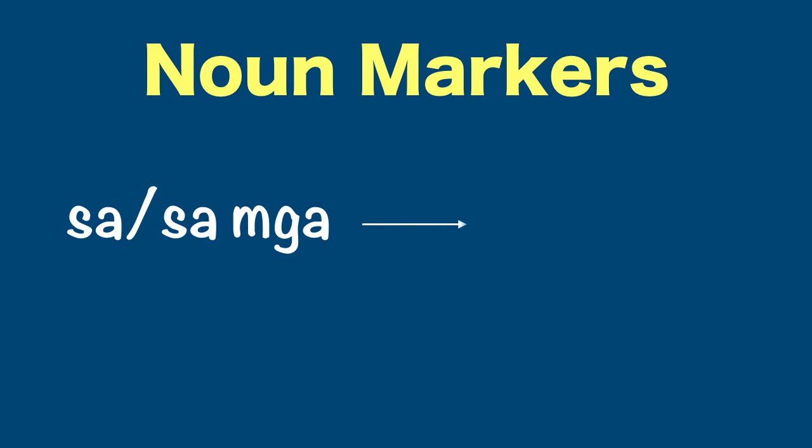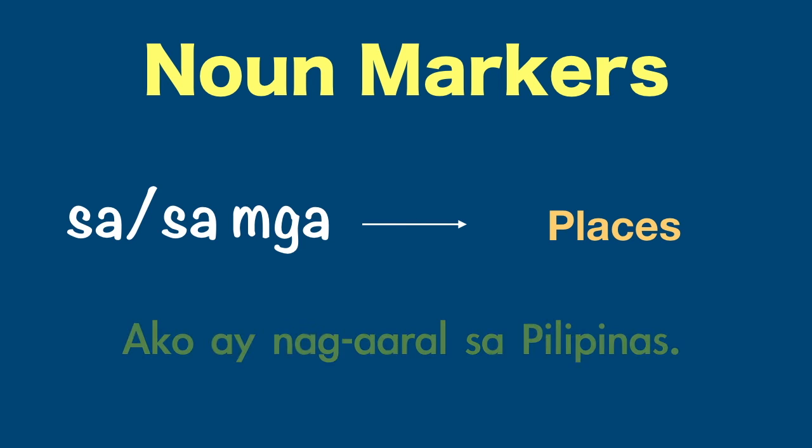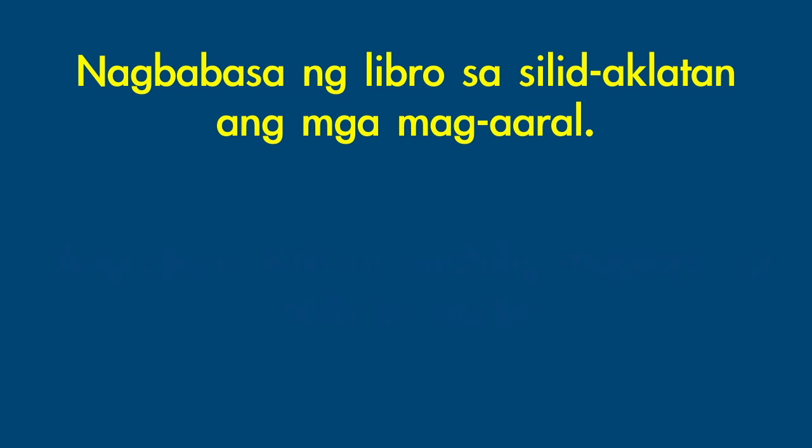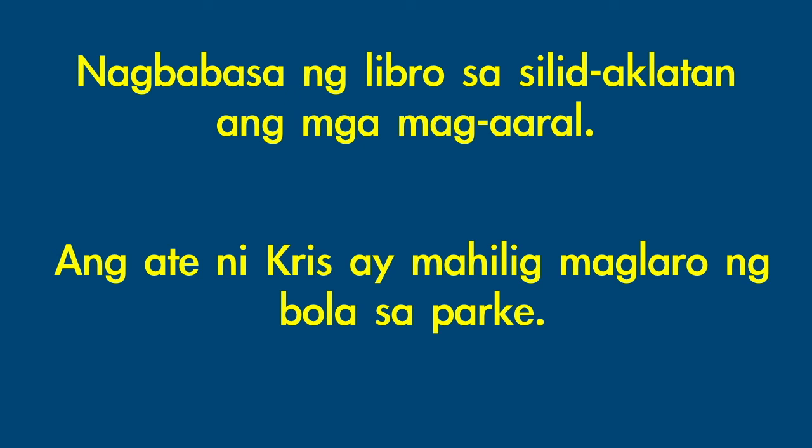We also have the noun marker sa mga, which talks about places. For example, ako ay nag-aaral sa Pilipinas. What is this in English? Now, try to identify the nouns in each sentence and then translate them in English.